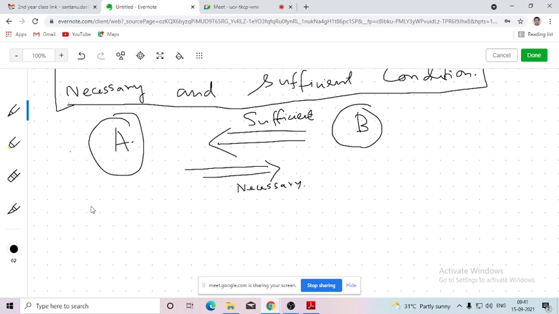Can anyone tell me what is Rolle's theorem? Or what are the statements of Rolle's theorem? What is the statement of Rolle's theorem? Anyone? Have you studied?